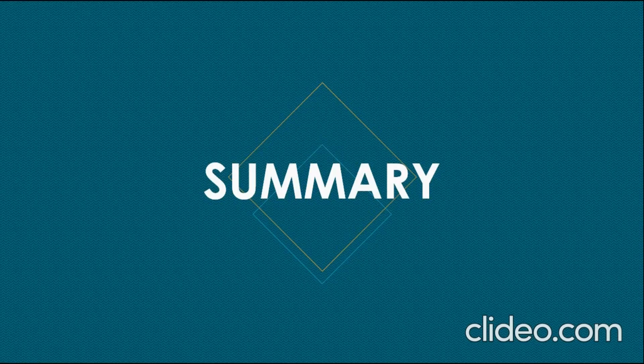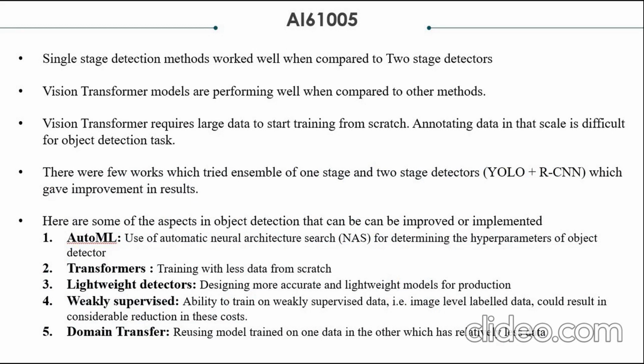So we're moving on to the summary part. As discussed earlier, we discussed various detection methods and their models. Single stage detection methods work well when compared to two stage detectors. Also, vision transformer models do perform well when compared to other models. A vision transformer requires large data to start training from scratch. Training data at that scale is difficult to obtain for object detection tasks.